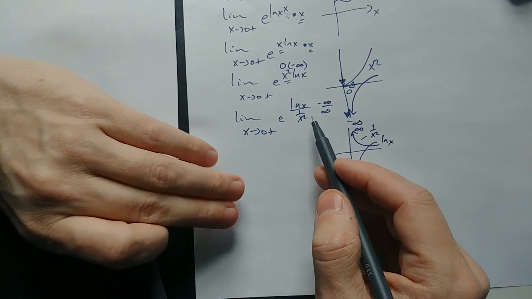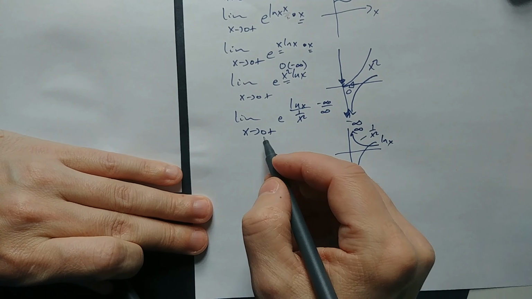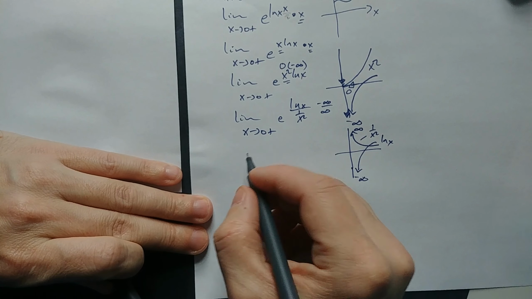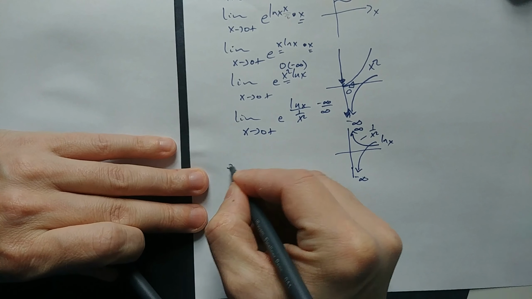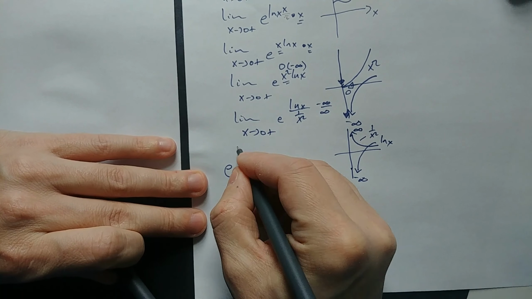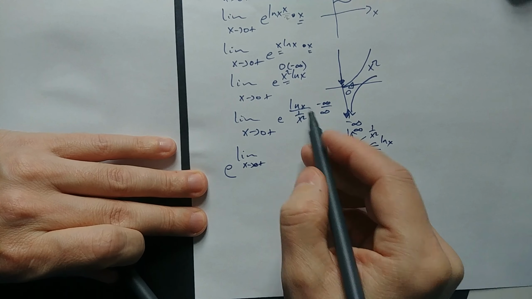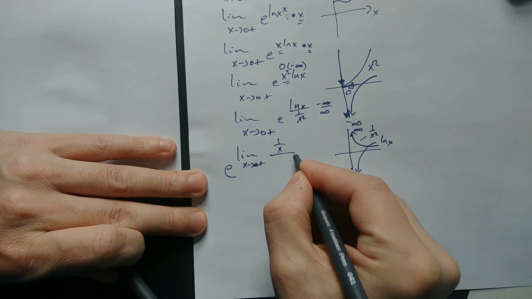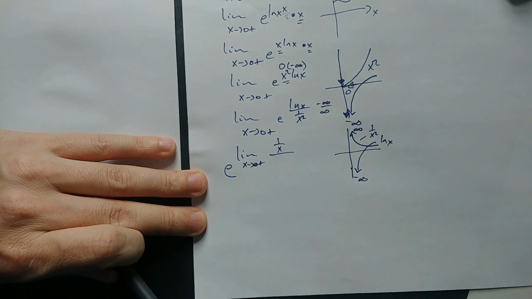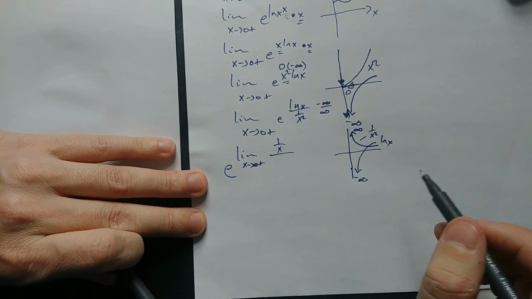Now differentiate the top and the bottom independently. And also we can bring the limit inside because e is continuous. So we're going to have e, and then you have to write kind of big here. And the limit as x approaches 0 from the right side, differentiate ln of x. That's just 1 over x. Differentiate 1 over x squared in the bottom independently of the top by L'Hopital's.